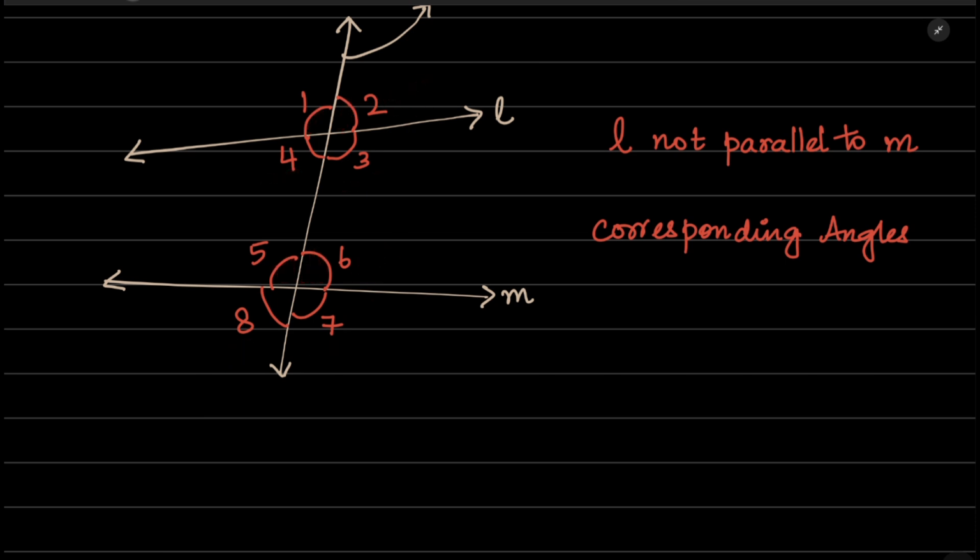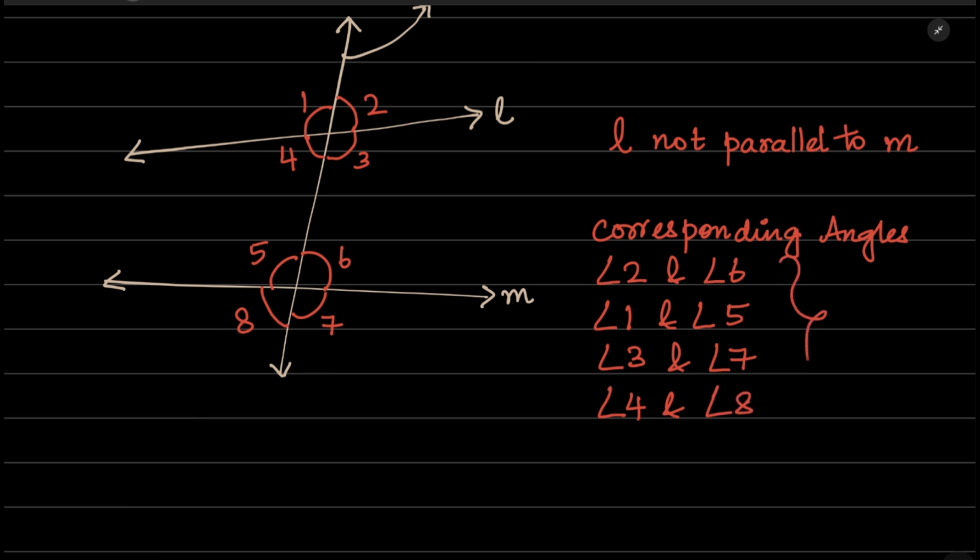So let us write it. Corresponding angles are angle 2 and angle 6. What is the corresponding angle for angle 1? It's angle 5. And what is the corresponding angle to angle 3? It's angle 7. And the last one is angle 4: the corresponding angle for angle 4 is angle 8. So these are corresponding angles, which is the first term that you should remember, and you have to be able to correctly identify them.